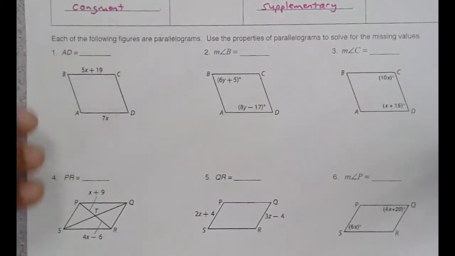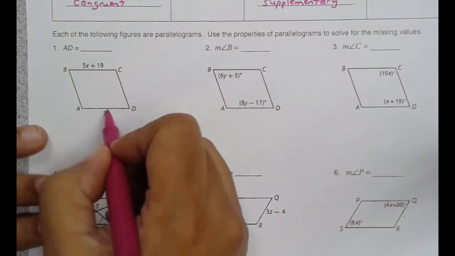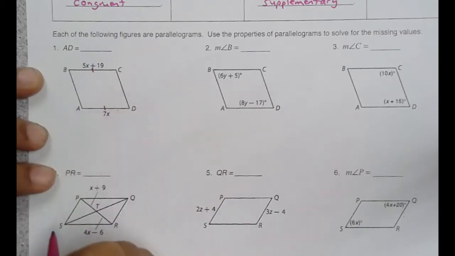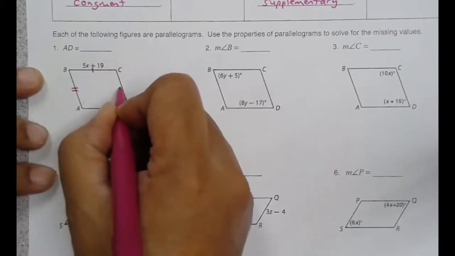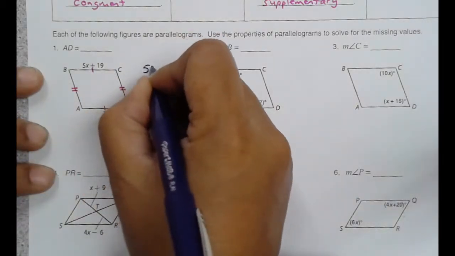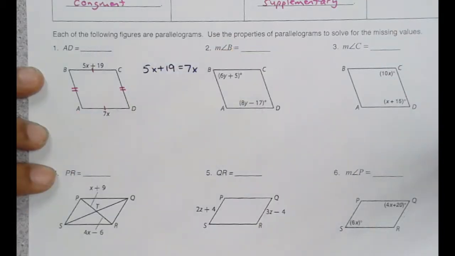Okay, let's go ahead and use those properties down here. So let's go ahead and take a look at the first one. These are sides. What's special about opposite sides of each other? They are actually congruent. The top is equal to the bottom, the left is equal to the right. So we can actually set up an equation, make those equal each other. So 5x plus 19 equals 7x. Okay, they equal each other.